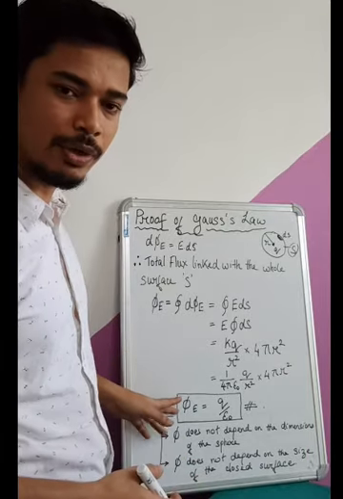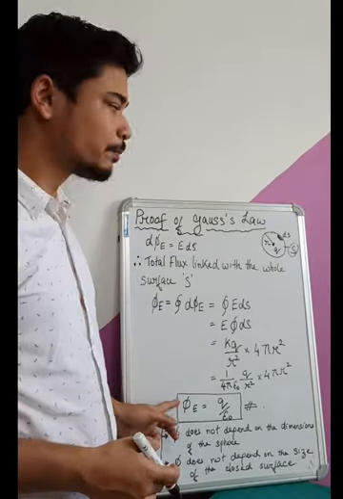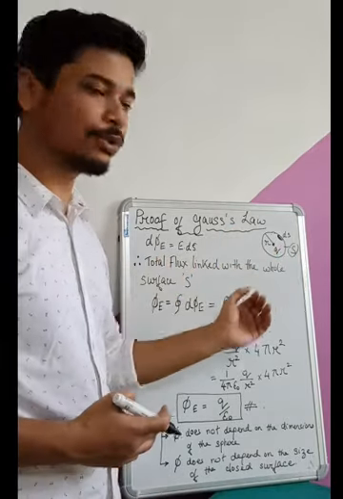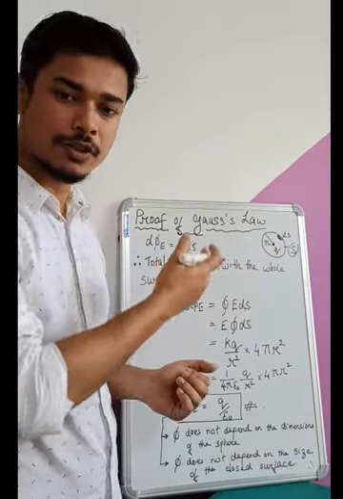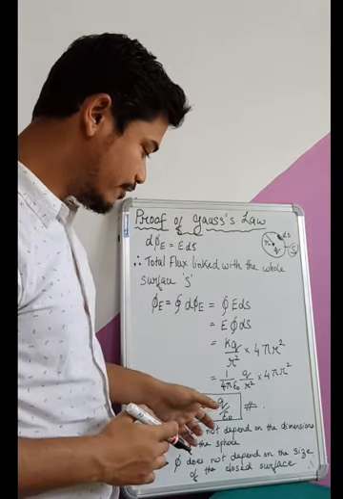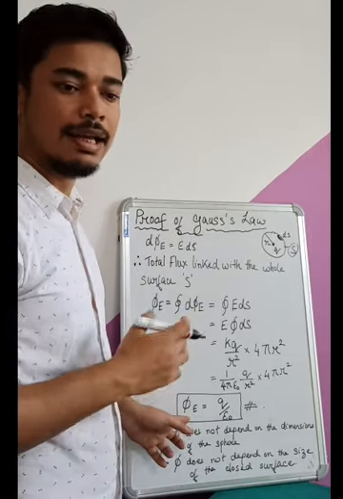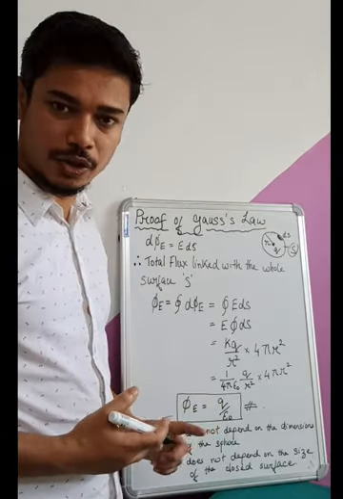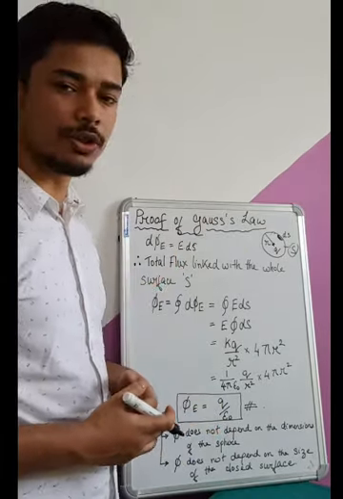Finally, what have we got? We have got the total electric flux linked with a closed surface S, and in this case we have considered the surface of a sphere. For this we have got the total electric flux linked with the surface of the sphere to be q by epsilon naught. This proves the Gauss law.